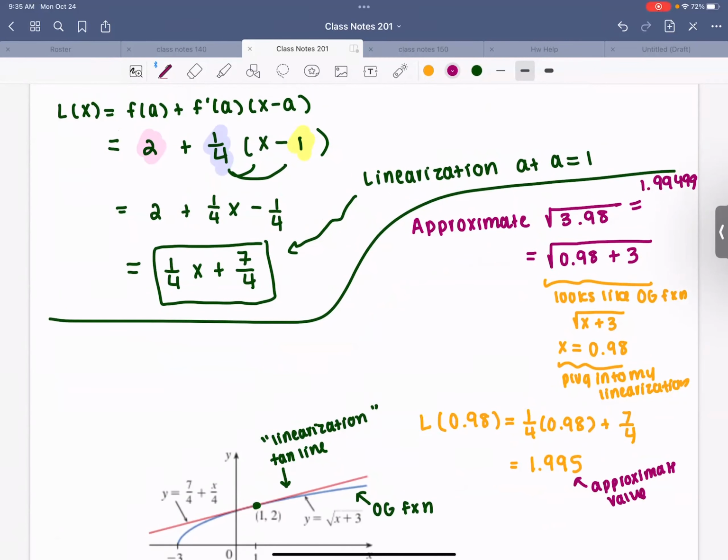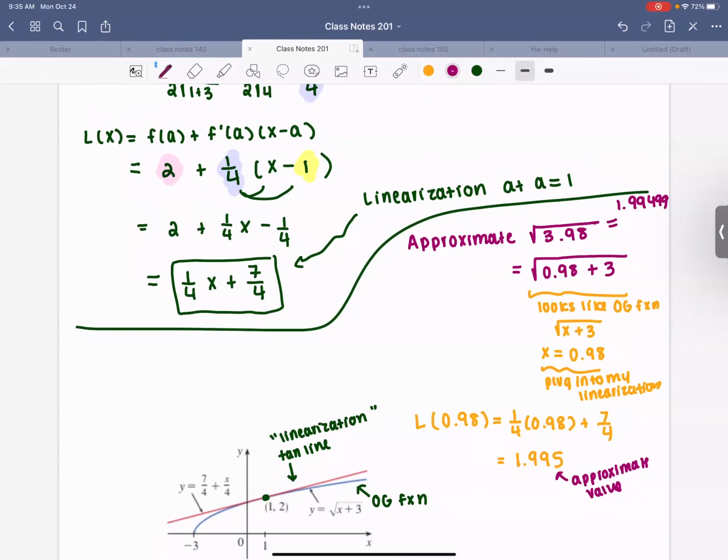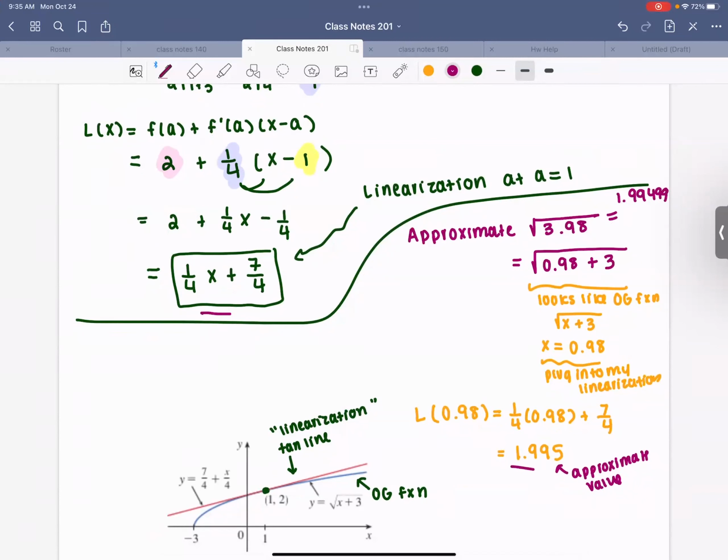And as you can see, it's very close. It's just rounded to 3 decimal places. So this function actually does do a good job of approximating the square root of 3.98. Now I know this sounds kind of dumb because we have calculators that can do this very fast. But imagine if you had a calculator that wasn't able to find the square root. Instead of doing a bunch of work to find the square root of 3.98, you could find the linearization and plug it into your calculator and get something very, very similar to the square root of 3.98.